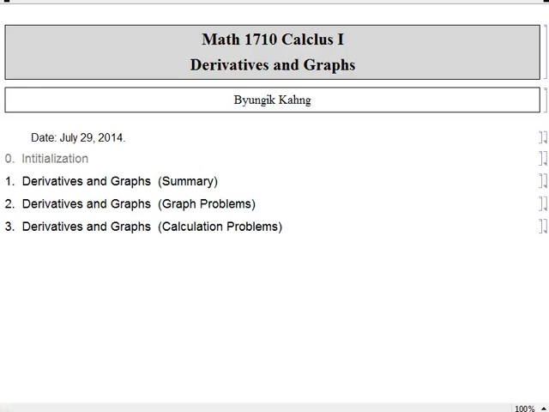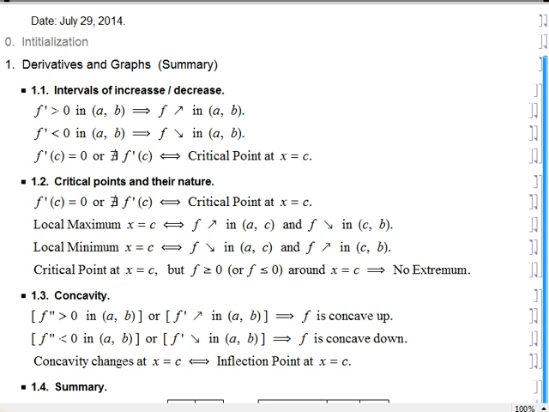This is the first lesson on chapter 4, and we begin with derivatives and graphs. Basically, we want to find out how the derivative is shaping up the graph, how the derivative is affecting the graph. We can summarize this kind of like this. First, let's look at the sign of the first derivative and the increasing, decreasing nature of the original function.